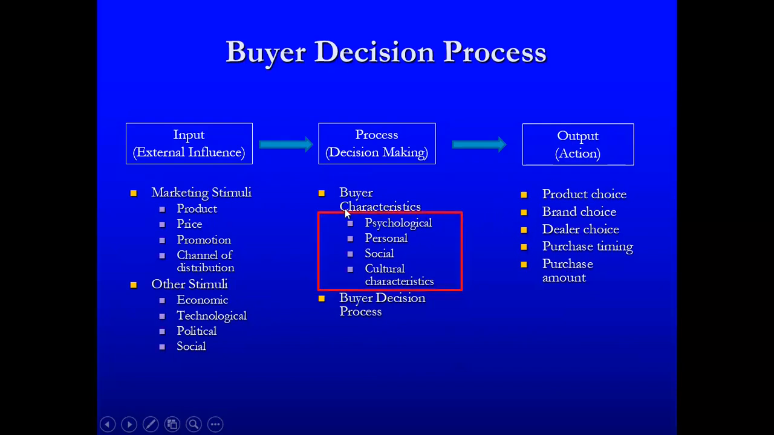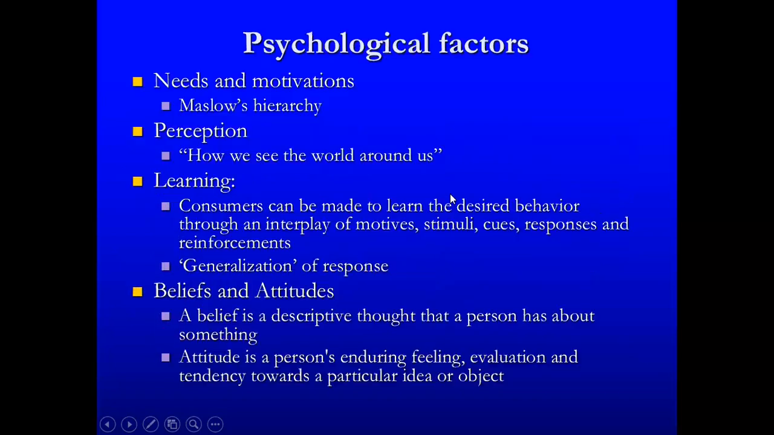So let us see in detail these buyer characteristics. So psychological factors include needs and motivation, that is Maslow's hierarchy. I'll talk about in detail in my next slide. Perception, how we see the world around us, I'll talk about later. Learning, consumers can be made to learn the desired behavior through an interplay of motives, stimuli, cues, responses, and reinforcement.